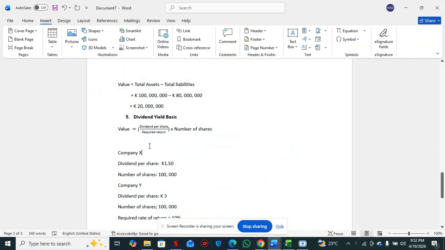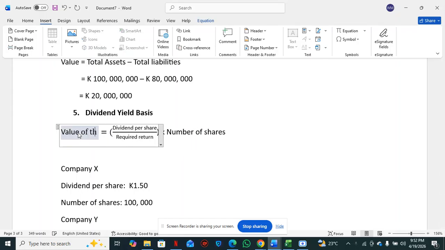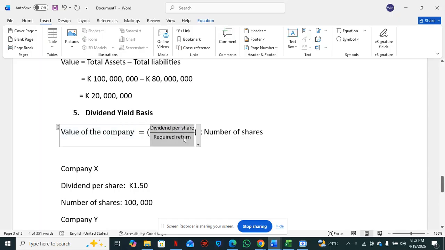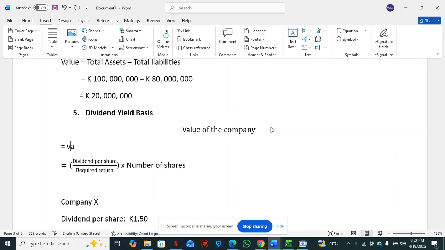All right, so we're now looking at the dividend yield basis of valuing a company. This is the formula. The value of the company equals the dividend per share over the required return, multiplied by the number of shares. So this dividend per share over required return is basically the value per share. It is the value per share times the number of shares.